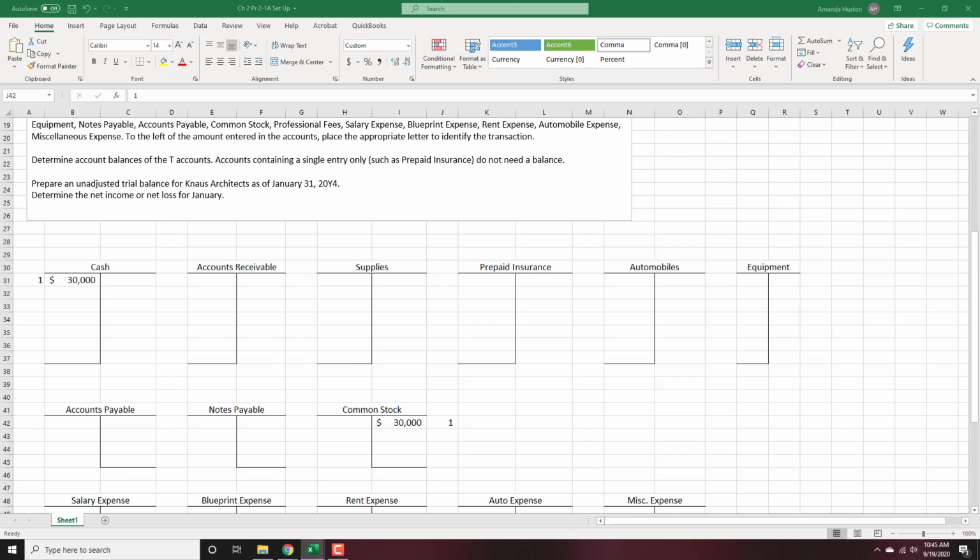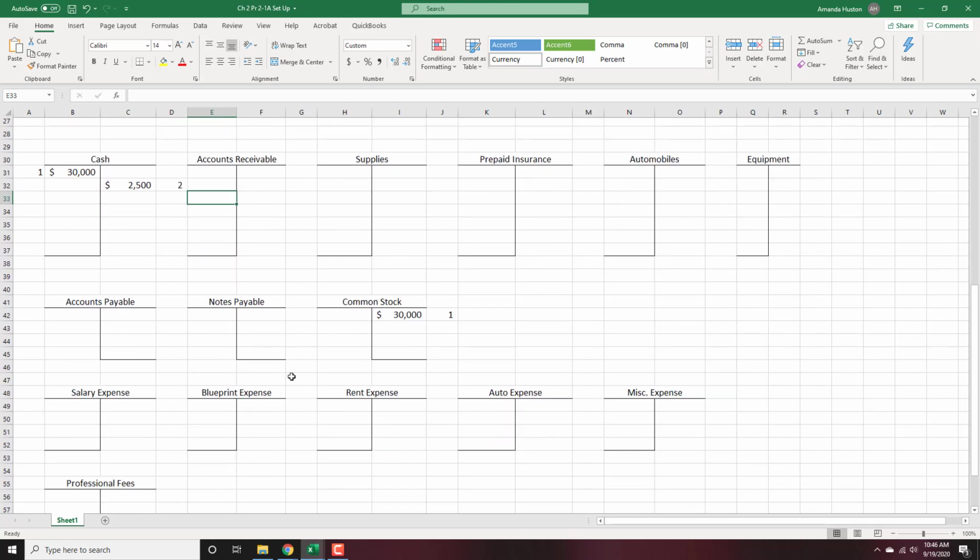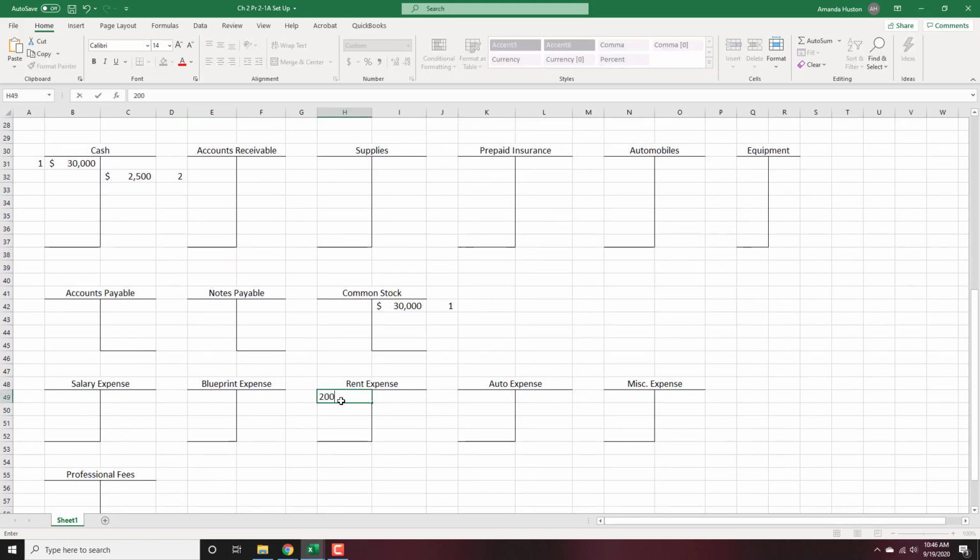Paid January rent for office and workroom of $2,500. The first thing I ask myself when figuring out what happened is, did it happen to cash? We paid rent of $2,500. Yes, we actually used cash. So that's a negative to cash, right? I'm putting journal entry 2 here. We paid cash of $2,500, and the opposite side goes up, which is rent expense. So this is a positive to rent expense, negative to cash.